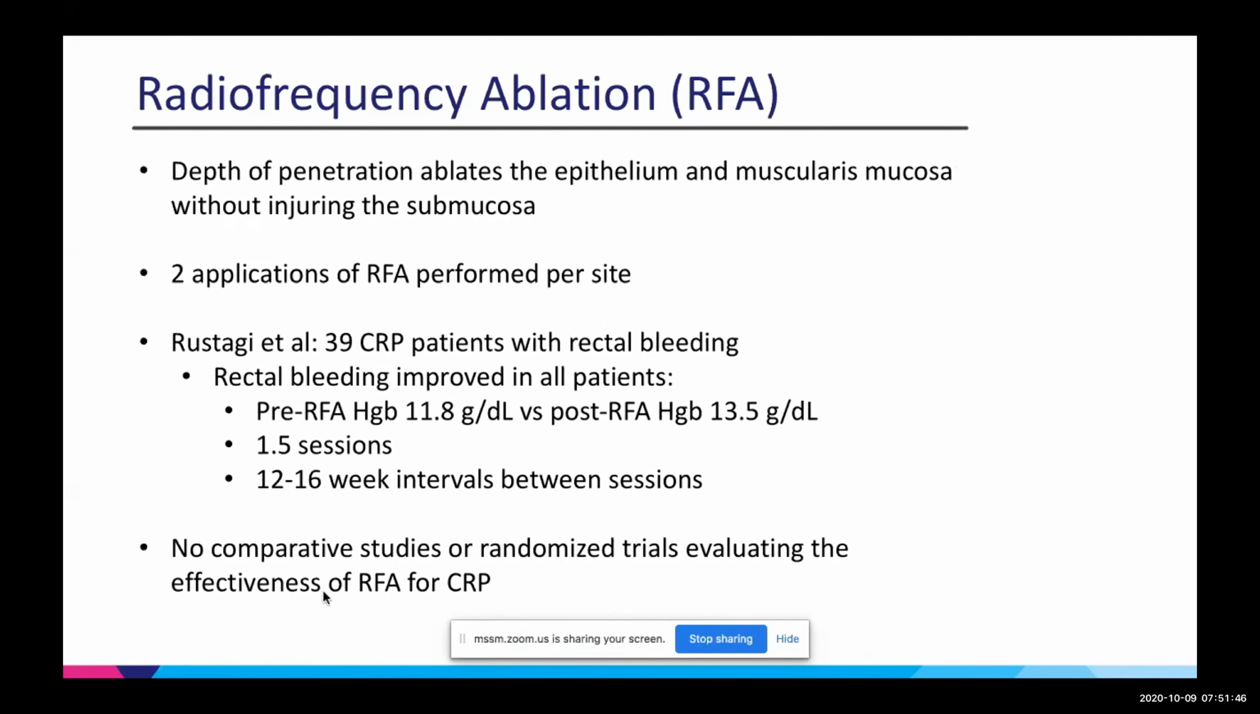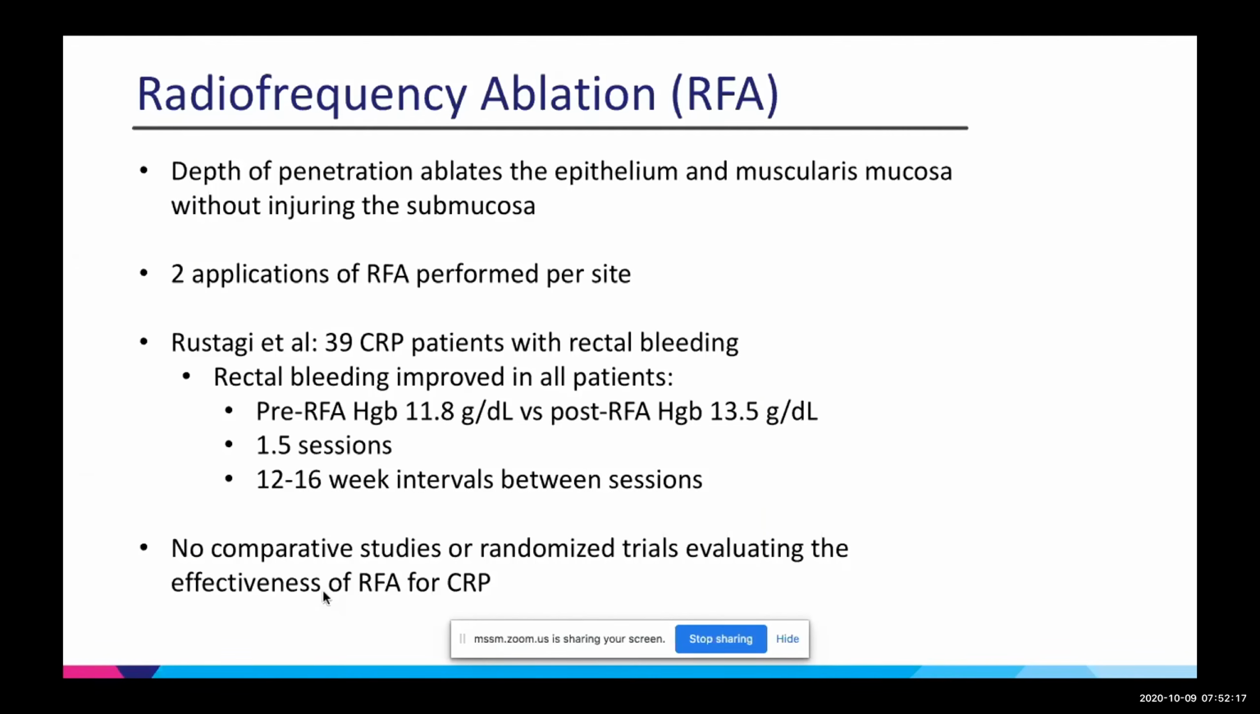Finally, radiofrequency ablation, which is well described for the treatment of Barrett's, has also been employed in radiation proctopathy. The depth of penetration ablates the epithelium in the muscularis mucosa without injuring the submucosa, thereby restricting treatment to the superficial surface and avoiding deep tissue injury, as opposed to APC, where multiple applications can lead to deeper levels of injury, resulting in ulceration.